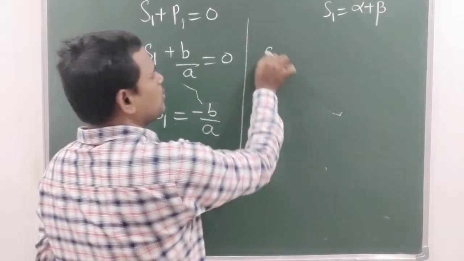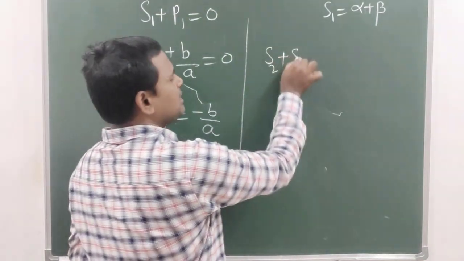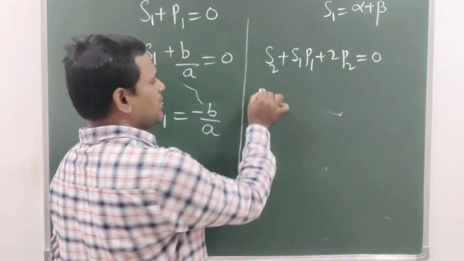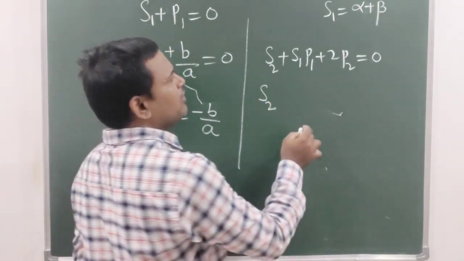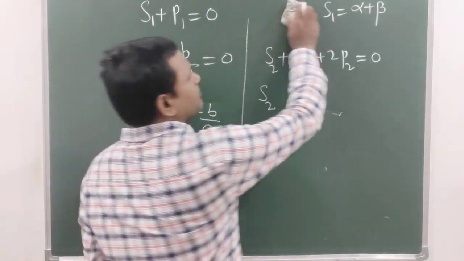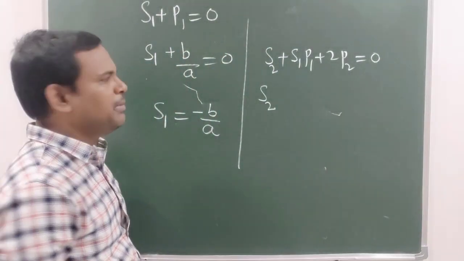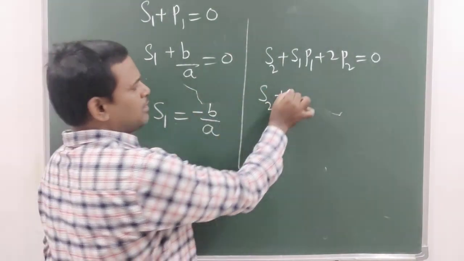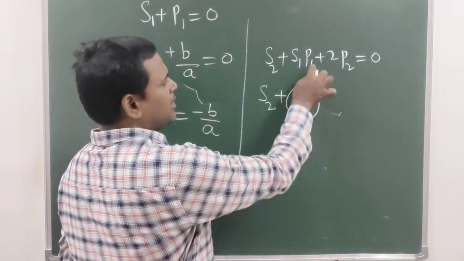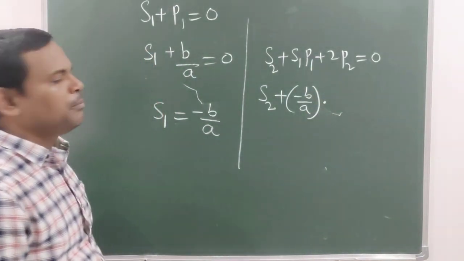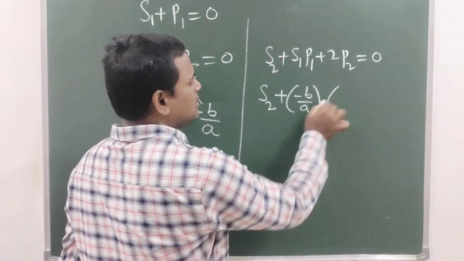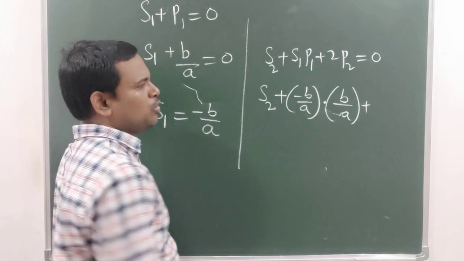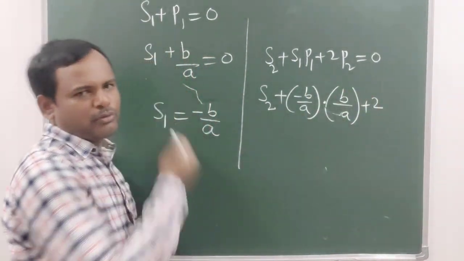Similarly, if you want S2, then what you have to take? S2 plus S1 P1 plus 2P2 which is equal to 0. Now here S2. S2 means what? Alpha square plus beta square. So here S2 we require. Now S1 value we prepared here. So write here minus B by A. And P1 value also minus P1 value plus B by A plus 2 into P2. So P2 is given now.